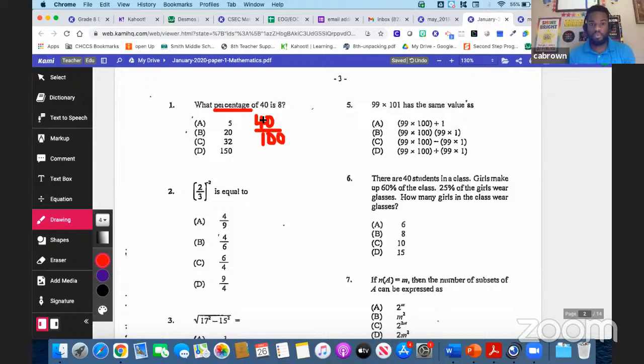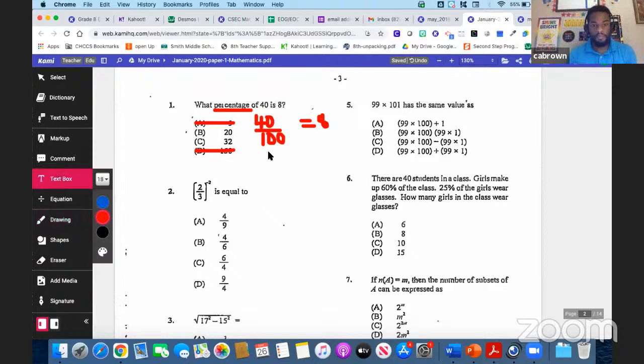We're going to see if we can prove it. So 40% of what number will give us 8? That's pretty much what the question is asking. 40% of 5, this is too small, and this is definitely too big. So our answer is between 20 and 32.